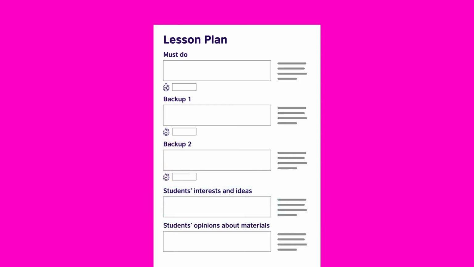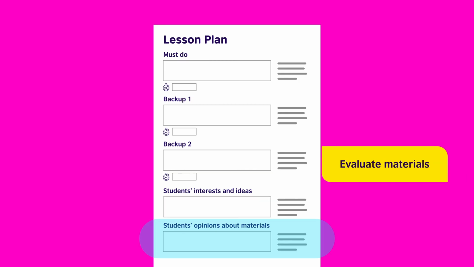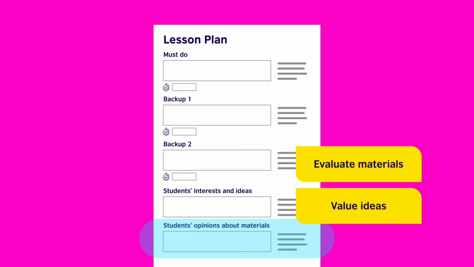Another way is to ask them for their opinions about our materials. In other words, allow space for suggestions about who is missing from our materials, why they might be missing, and how we can improve this. This critical approach gives learners control in evaluating the materials we ask them to use. It values their ideas.